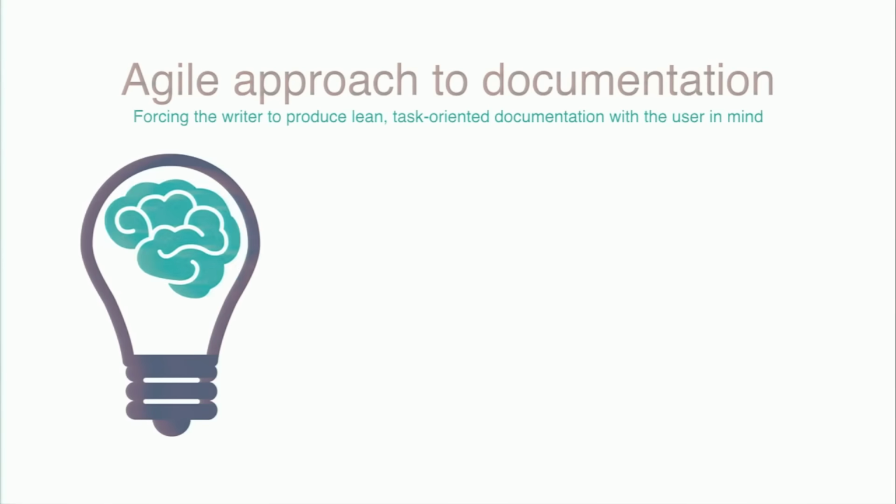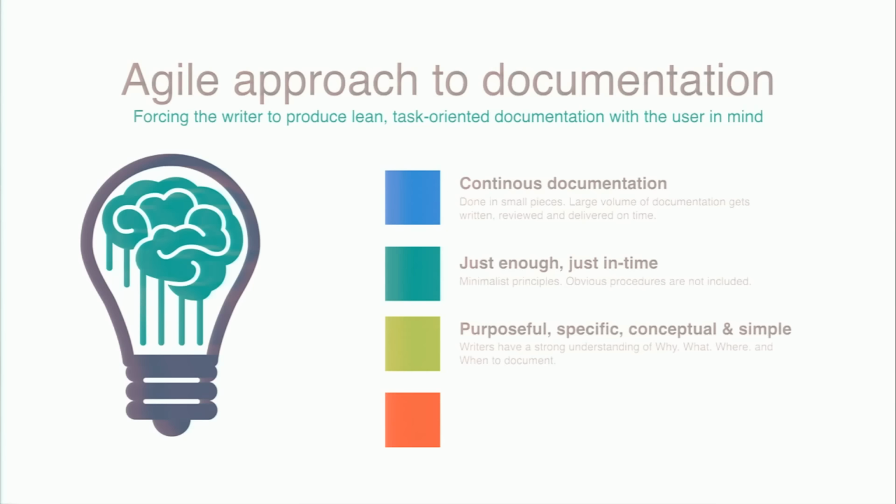So what characterizes an agile approach to documentation? Well, it basically forces the writer to produce lean, task-oriented documentation that is focused on the user. So it means continuously documenting. It makes it easier for the technical writer because larger documentations can be broken down into pieces. So you are writing just enough and just in time. So it's those minimalistic principles. The writing has to be purposeful, specific, conceptual, and simple. So you have to keep your why, what, where, and when to document always in mind.